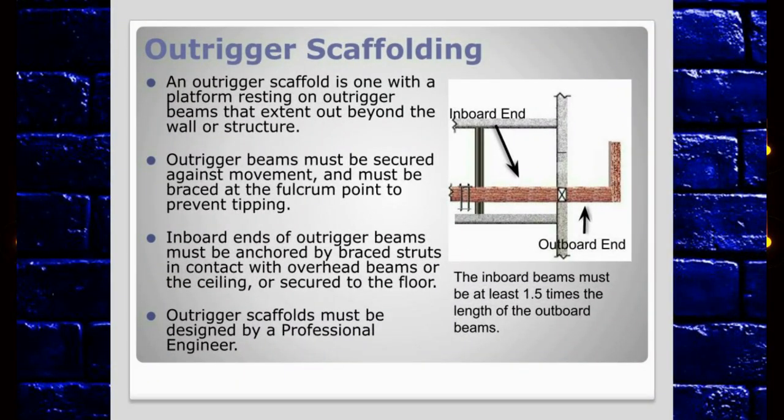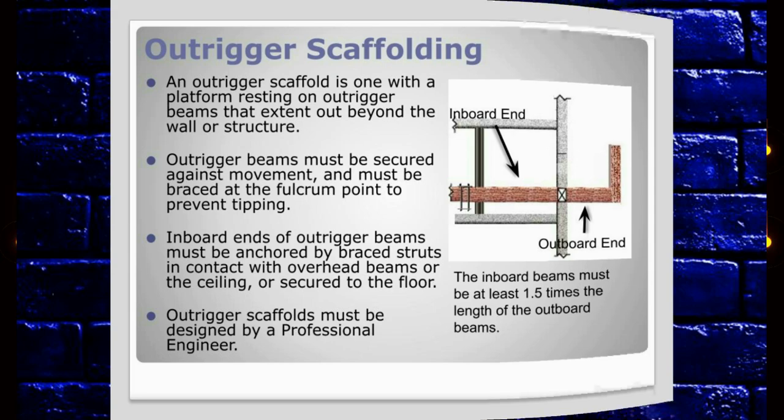Outrigger scaffolding. An outrigger scaffold is one with a platform resting on outrigger beams that extend out beyond the wall or structure. Outrigger beams must be secured against movement and must be braced at the fulcrum point to prevent tipping. Inboard ends of outrigger beams must be anchored by braced struts in contact with overhead beams or the ceiling or secured to the floor. Outrigger scaffolds must be designed by a professional engineer. The inboard beams must be at least 1.5 times the length of the outboard beams.